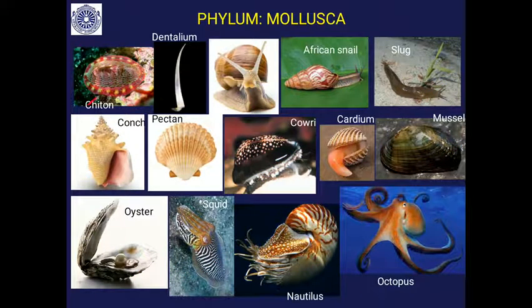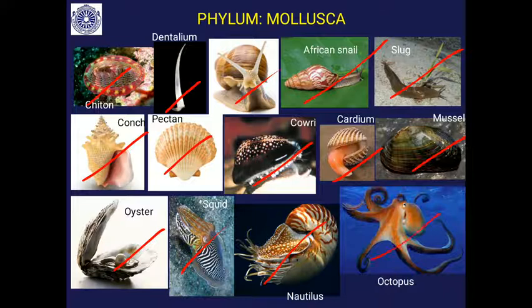Let us name them. This is a chiton, dentalium. This is a snail, garden snail. African snail is a pest, slug. This is conch. This is pecten, cowrie, cardium. This is freshwater mussel. This is a pearl oyster. This is called squid. This is nautilus, and this is of course octopus. All these animals belong to the phylum Mollusca.